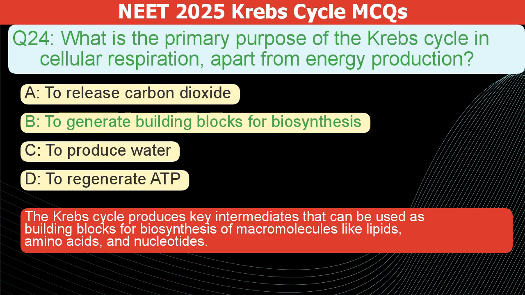The Krebs cycle produces key intermediates. These intermediates are used as building blocks. They're used for biosynthesis of macromolecules. Macromolecules like lipids, amino acids, and nucleotides.